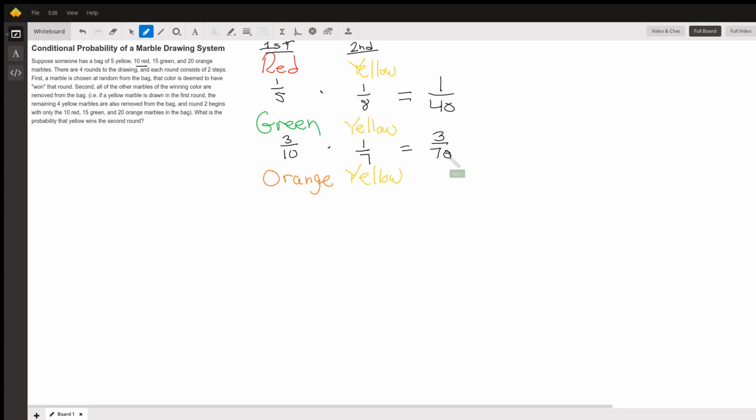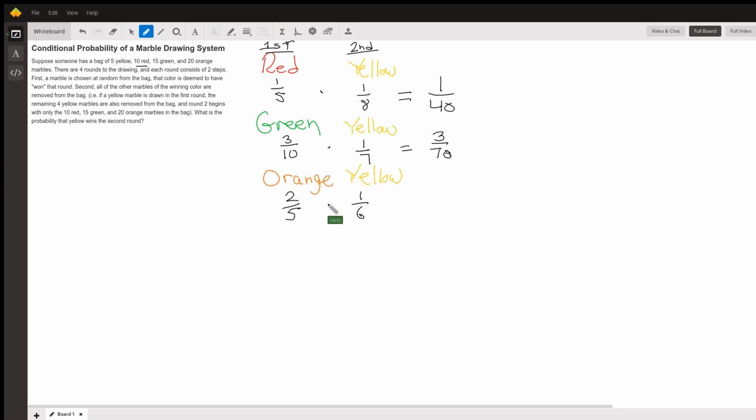All right, now orange, yellow. Orange, there are 20 orange, so 20 out of 50, 2 out of 5 is the probability that an orange gets chosen first. And when that happens, then all 20 oranges are gone. And all we have left is the yellow, red, and green. And there are only 30 marbles left, and 5 of them are yellow. So it's 1 out of 6.